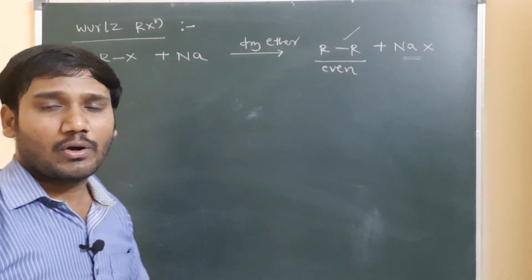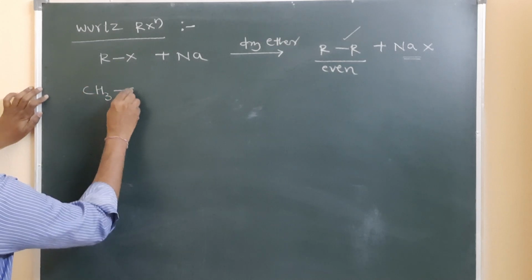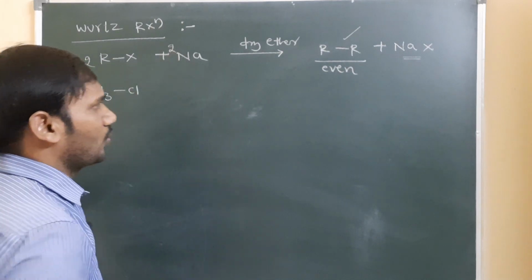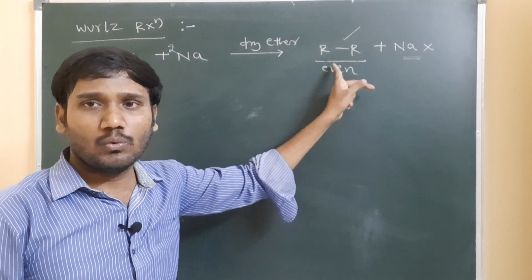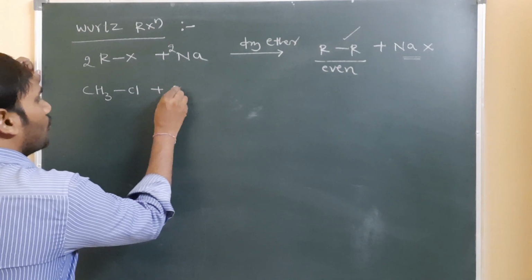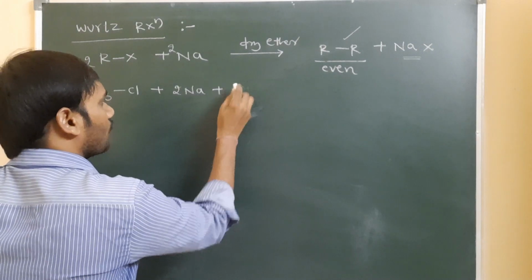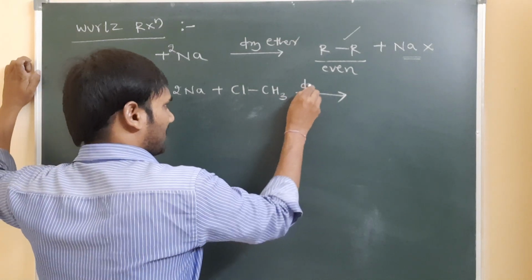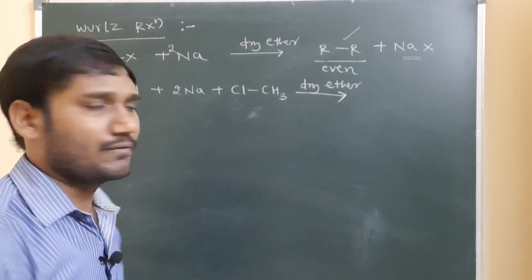So let us see an example of how to prepare the alkanes here. For example, I am taking methyl chloride. 2 moles of alkyl halide and 2 moles of sodium I have to take for preparation of the alkane, because the 2 alkyl groups come from the 2 alkyl halides. So I am taking 2 moles of sodium with 2 moles of alkyl halide in the presence of dry ether.